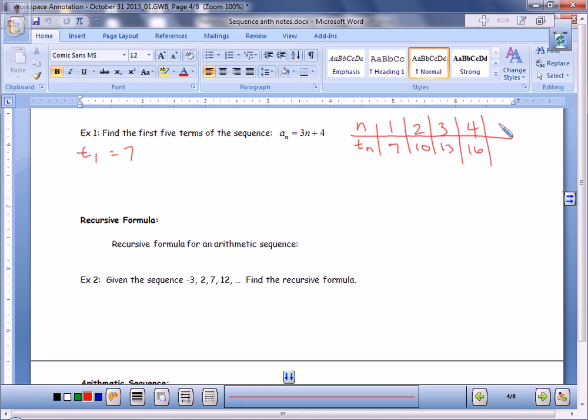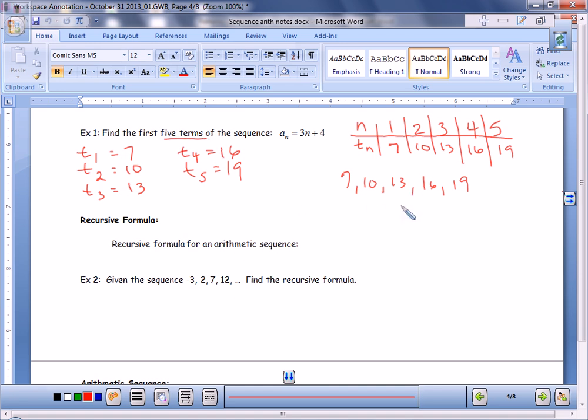So I could write it like this in terms of a table and identify them individually. The first term is 7. T sub 2 is 10. T sub 3 is 13. T sub 4 is 16. T sub 5 is 19. Or the easiest way is just to write it like a sequence: 7, 10, 13, 16, 19. There's a sequence. So this is an infinite one, right? It would be if I didn't define it right here as just the first 5 terms. You are correct.